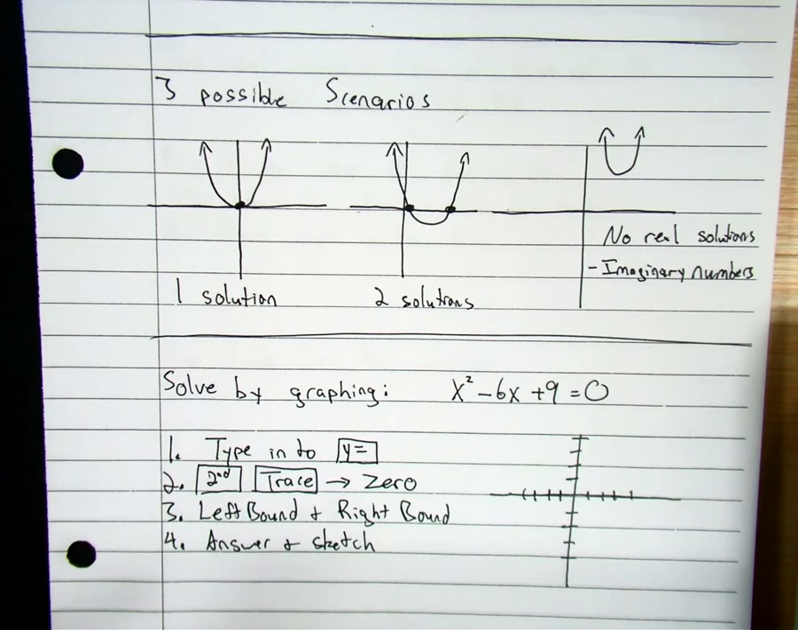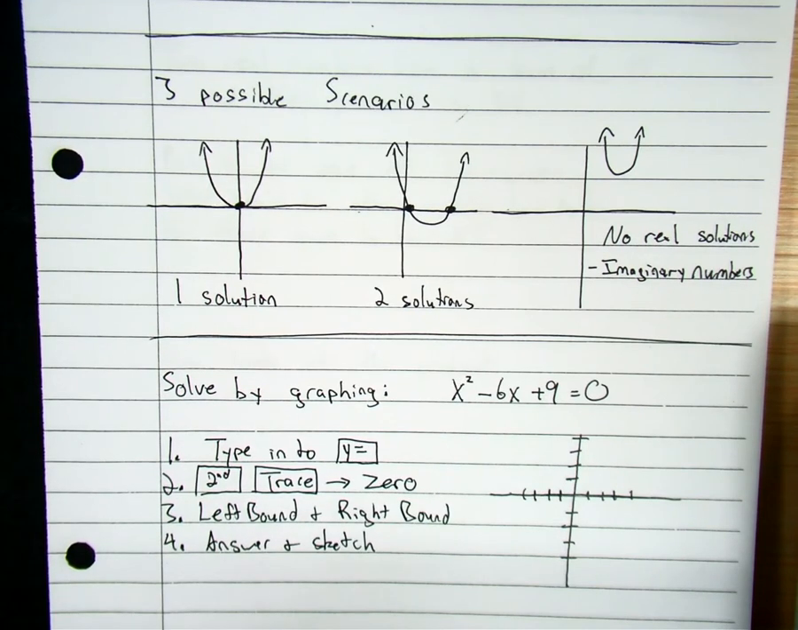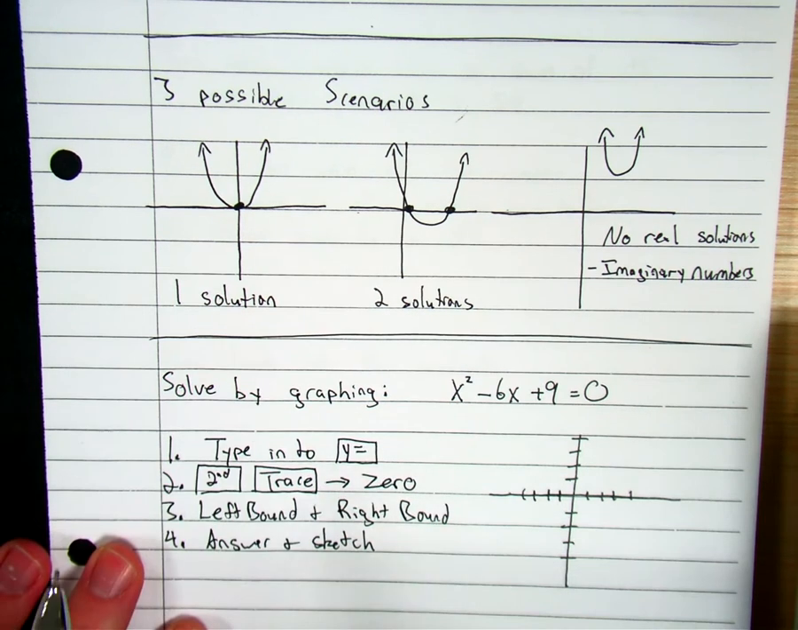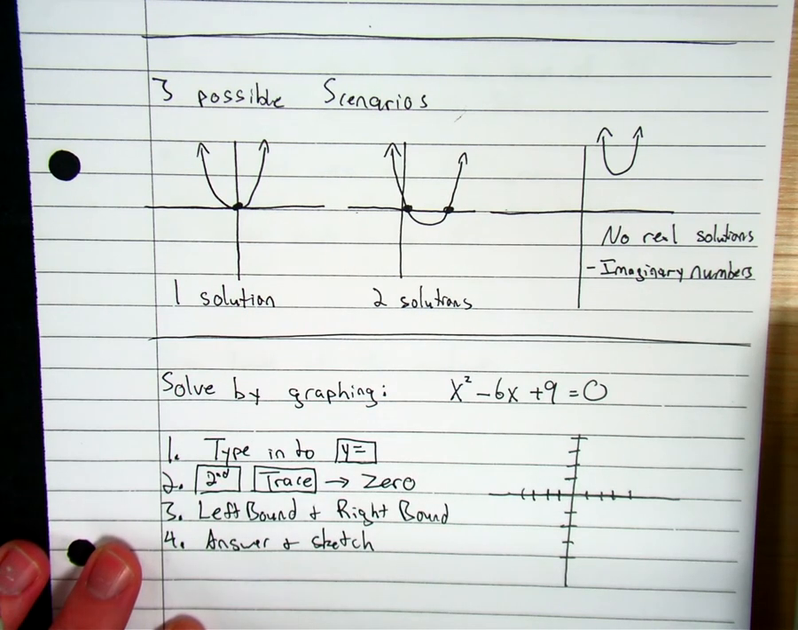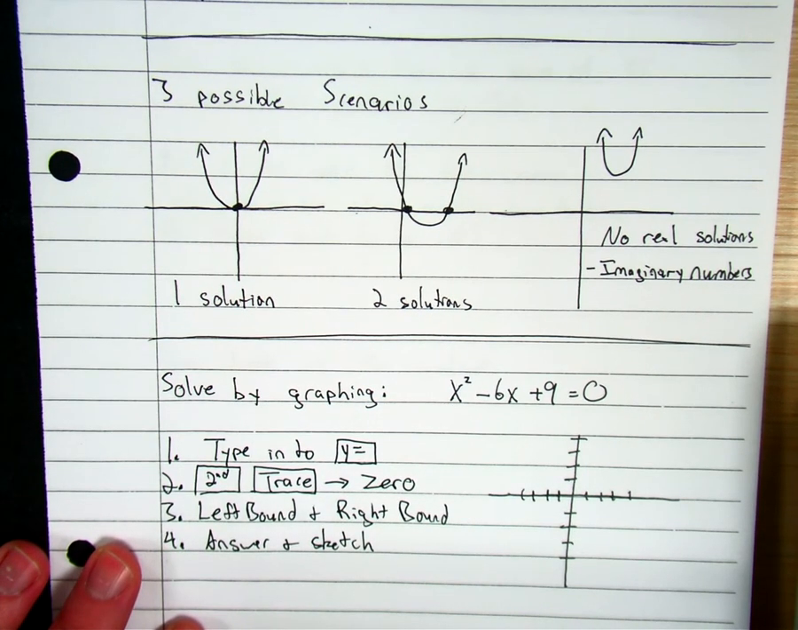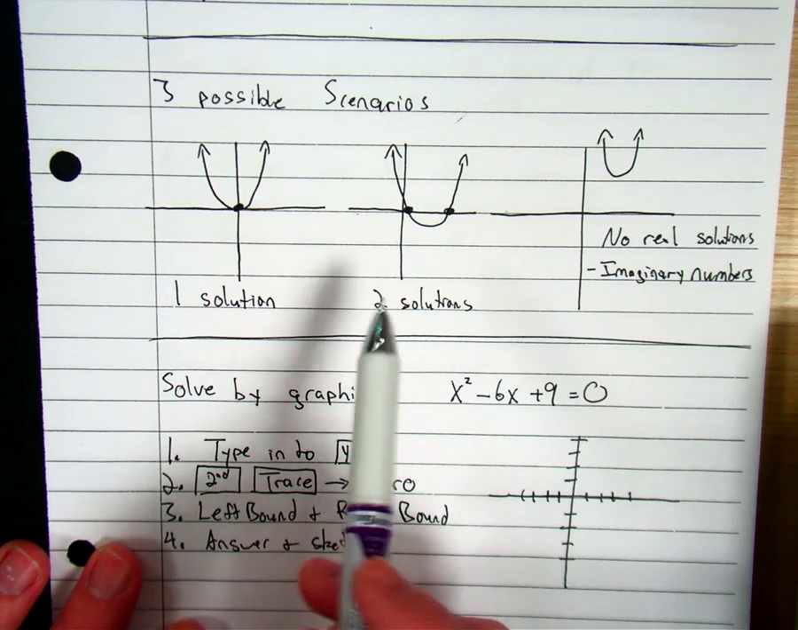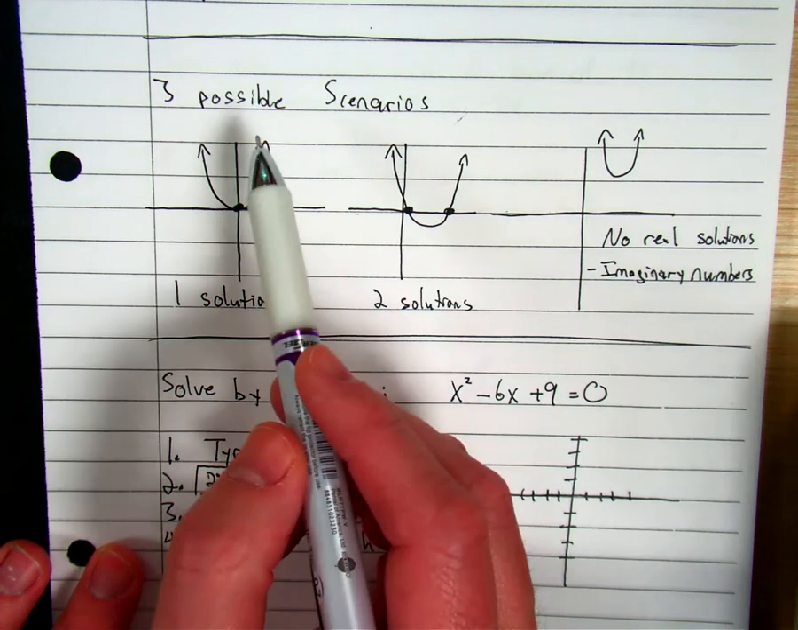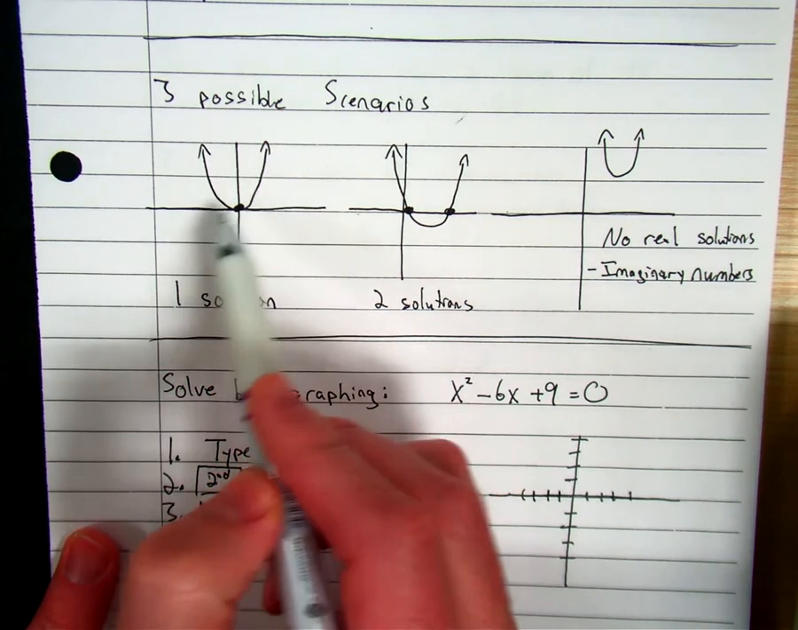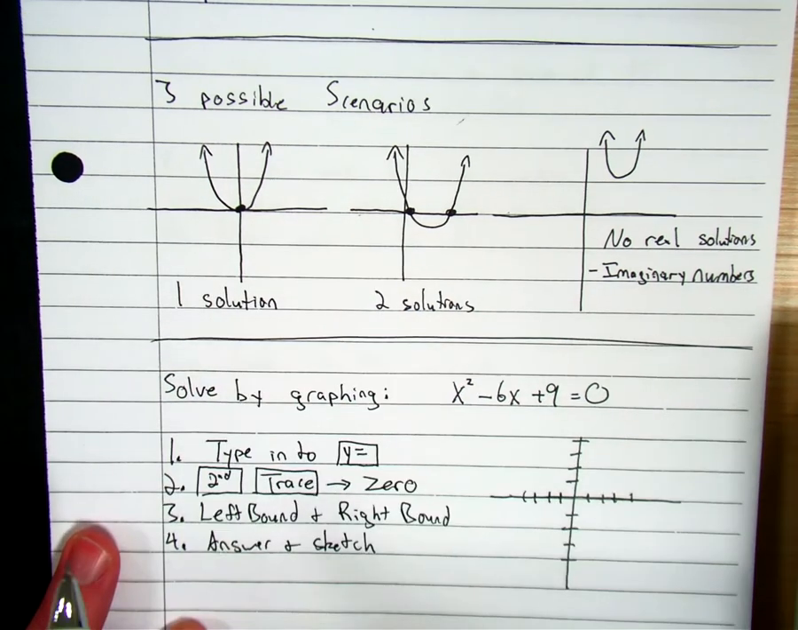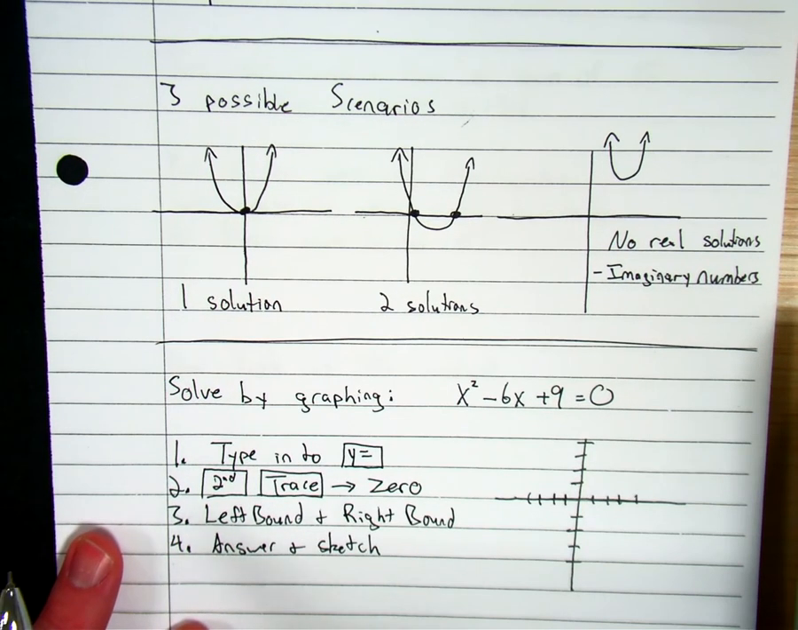We got 3 possible scenarios. You can see these are all parabolas. That's basically what we're studying here in Chapter 4, parabolas. With parabolas, we talked about in Section 1 how they turn around, and they're going to have a minimum or a maximum. Because of that, we got 3 possible scenarios.